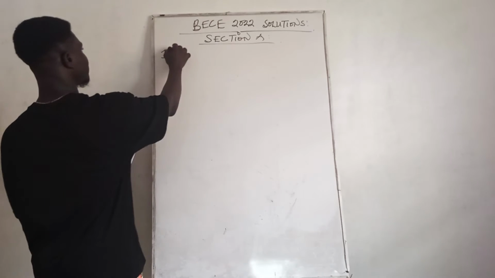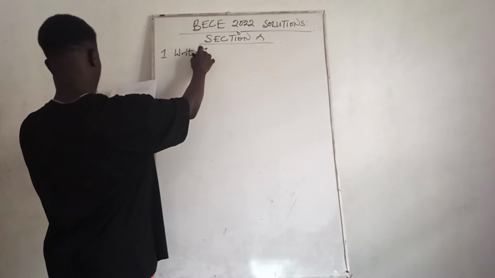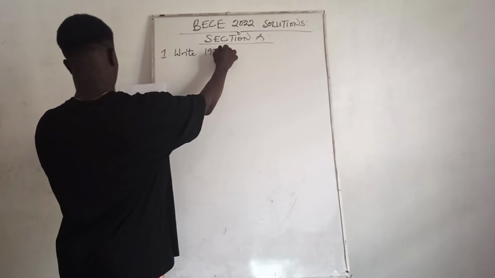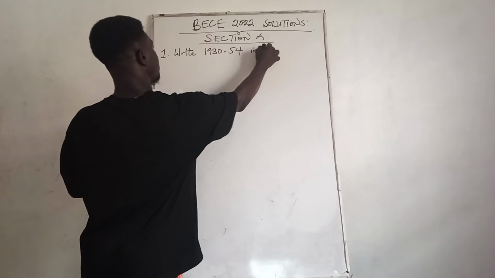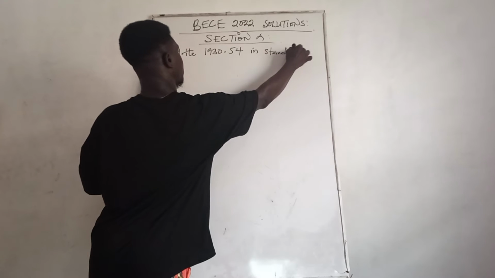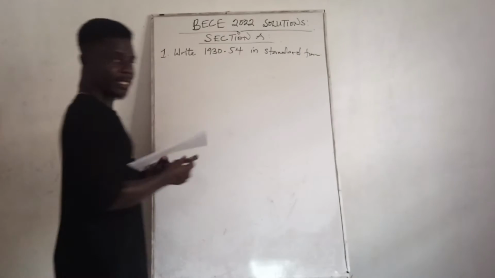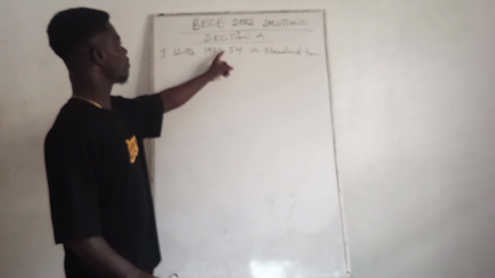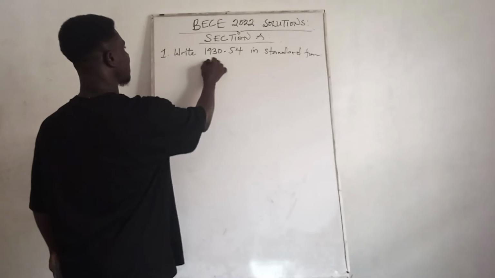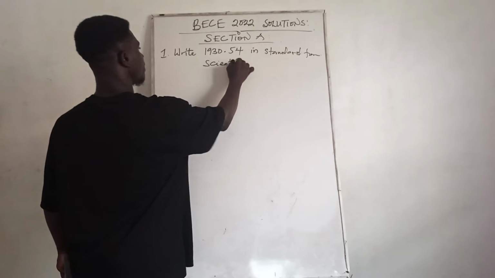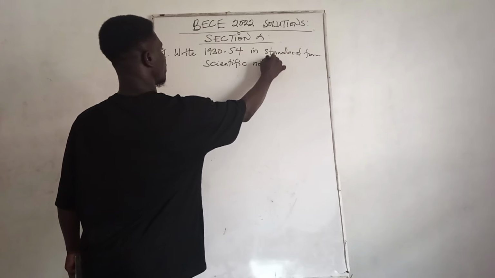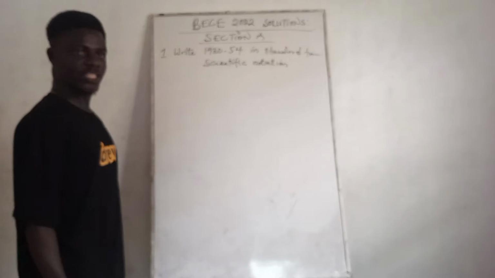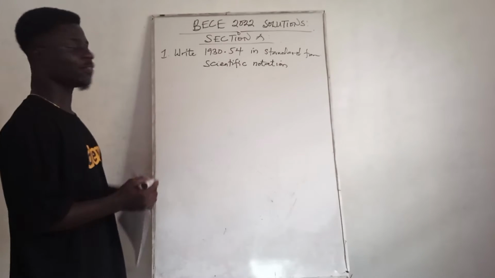They are saying write 1930.54 in standard form. They are telling us to write 1930.54 in standard form. And we know that another name for standard form is scientific notation.